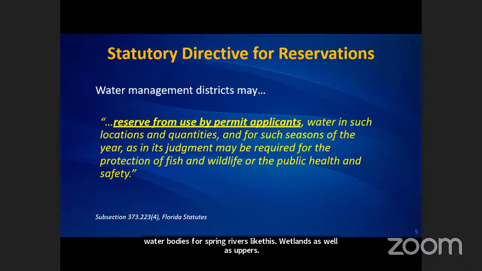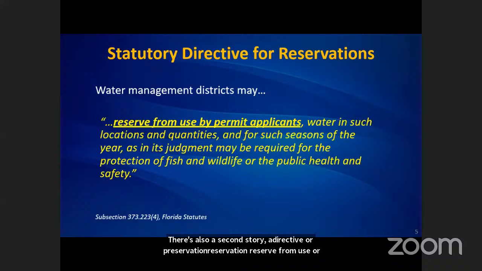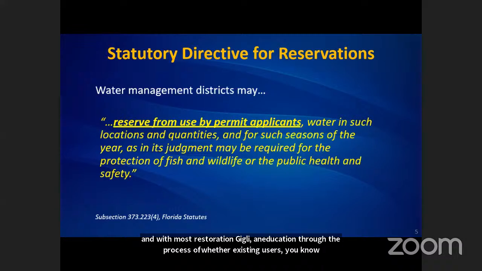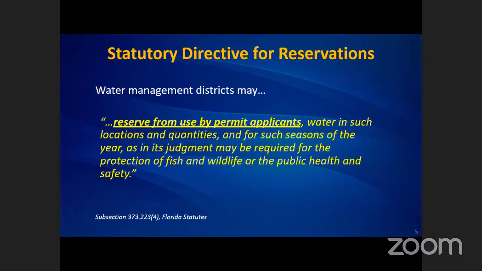There's also a statutory directive for reservations, and the reservations reserve from use or from allocation water that's needed in locations and quantities, and for such seasons in the year, that's needed for the protection of fish and wildlife or for public health and safety. And the districts also include water reservations and MFLs on the priority water body list. And with most reservations, usually there's an identification through the process of whether existing legal users were incorporated into the reservation process, and if there were any such impacts. Typically, there is an assessment of existing legal uses, and so that determination is made through the technical process.